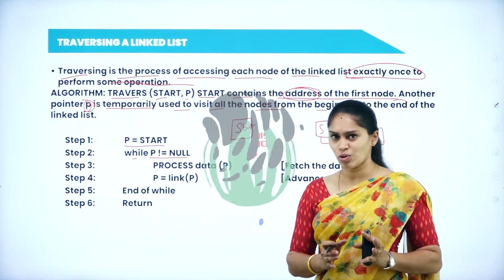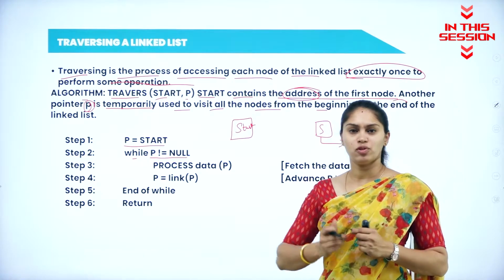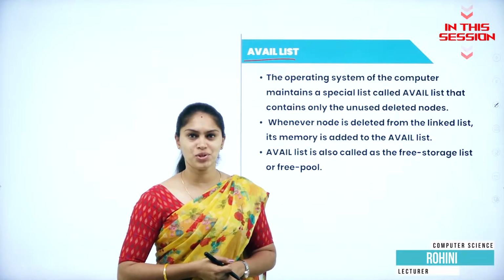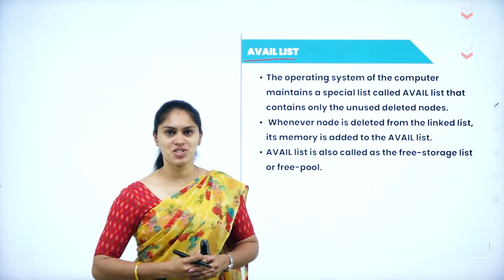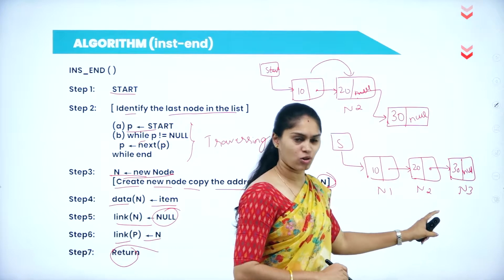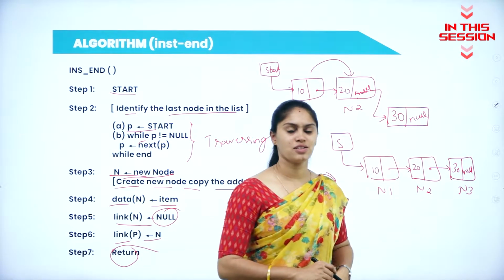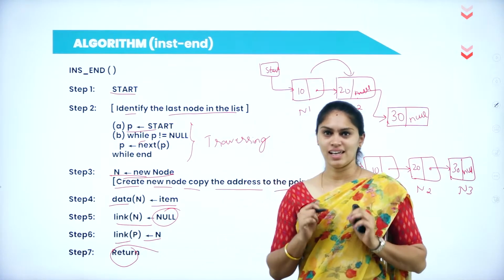Do we have any node in the linked list or not? If not, then we cannot perform the operation, right? So what is this avail list? In order to improve the efficiency of a computer, it is our responsibility to use the computer's memory in an efficient manner. This null is going to point to the newly created node, and the newly created node is going to have the address as null. So this is how we create a new node at the end of a linked list.